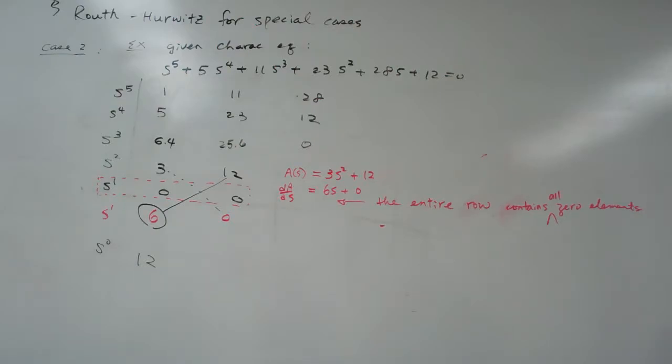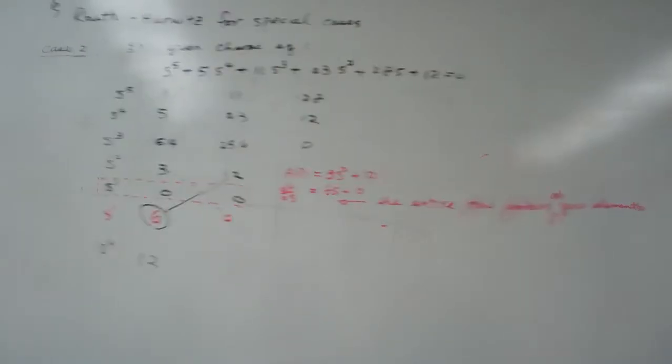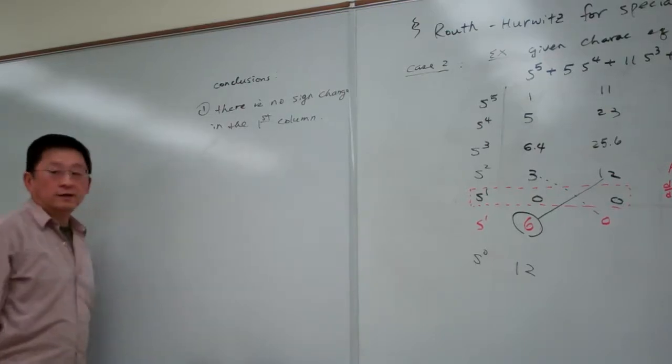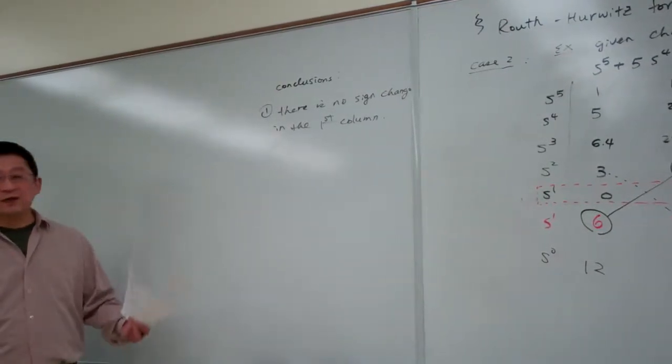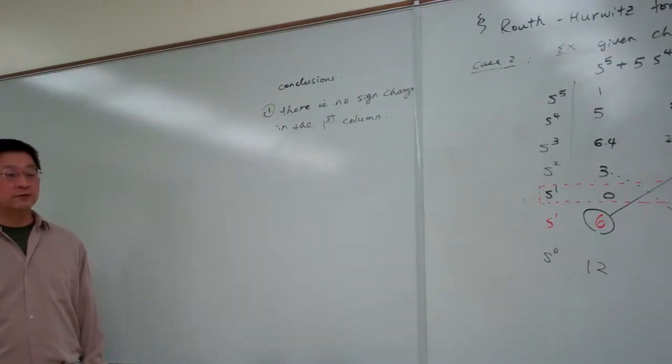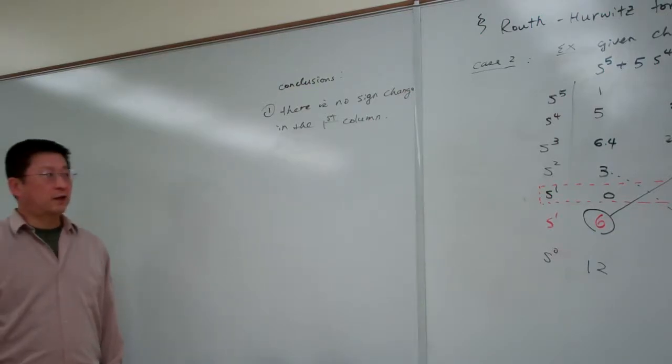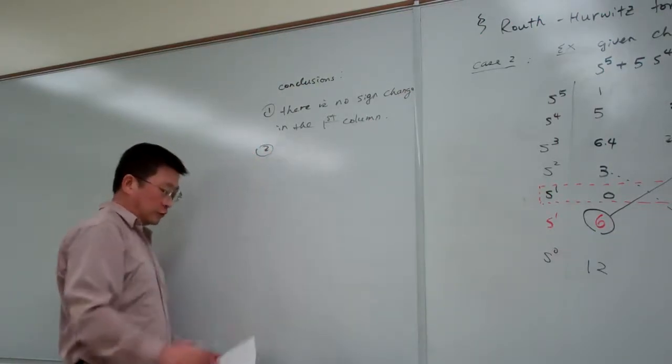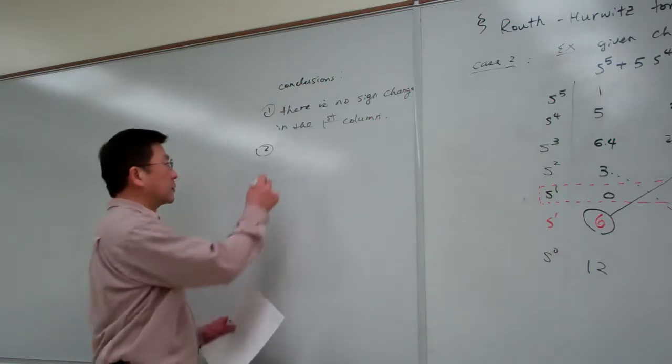The first one there is no sign change in the first column. Okay, but for this special case, we still cannot make conclusions whether the system is stable or not. And then we further look into other information.